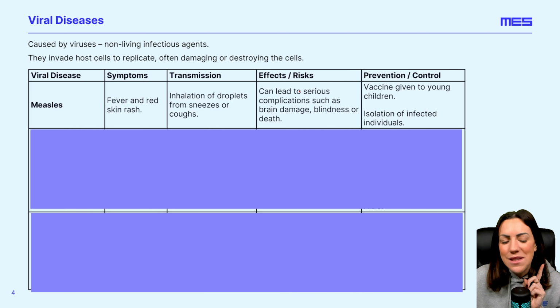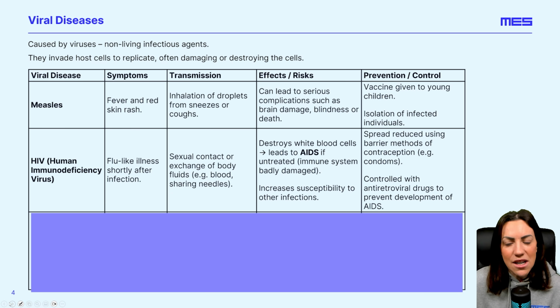It can lead to serious complications, measles, such as brain damage, blindness, or even death. Now, you will have had a vaccination for measles. This is given to all young children in the UK, or as many as possible. And obviously, if you did have a measles infection, you would certainly isolate yourself from other individuals to prevent the spread to anybody else. The second viral disease, we're talking about HIV.